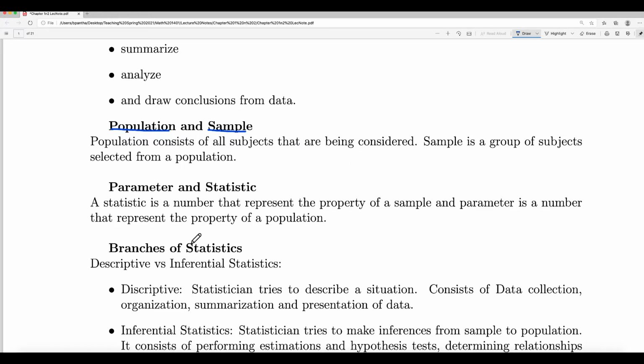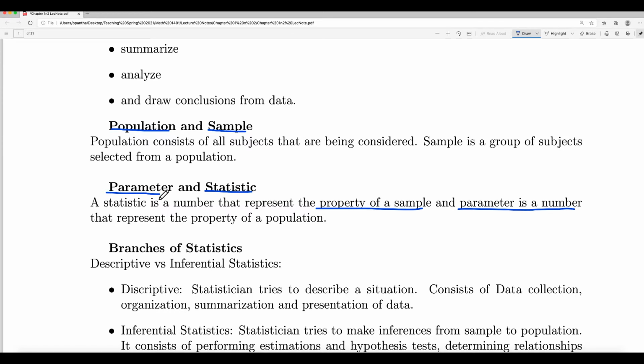A statistic is a number that represents the property of a sample. If you find the mean from the sample, the median from the sample, or the standard deviation from the sample, and so many things from the sample, then we call it a statistic. And if you find the average or mean or median or standard deviation, whatever you want to find, from the population, then it is called a parameter. If you study the whole population, the finding is called a parameter. If you study the sample, the finding is called a statistic.